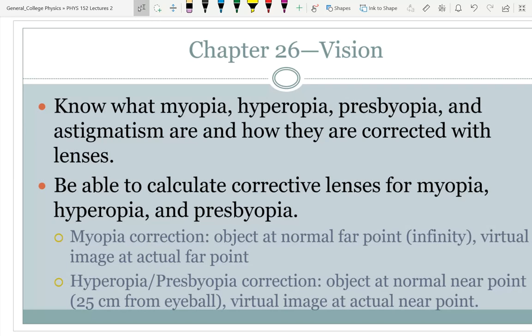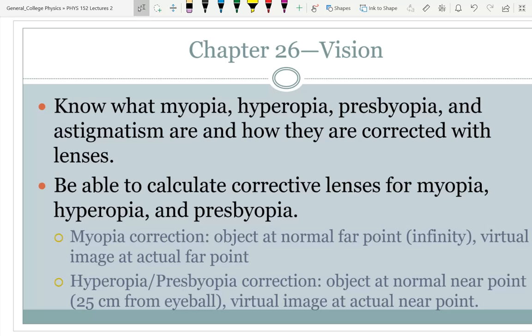So make sure you understand what myopia, hyperopia, presbyopia, and astigmatism are. So going real quick through those, myopia, also known as nearsighted. That means you can focus on near things just fine. Your near point's probably closer than the normal near point. But you can't focus on far things. And that's what most of us have if we don't have normal vision. So the correction for myopia is you need a lens that's going to take an object at the ideal or the normal far point at infinity and make an image at your actual far point, which means then you can focus on things infinitely far away through the glasses.